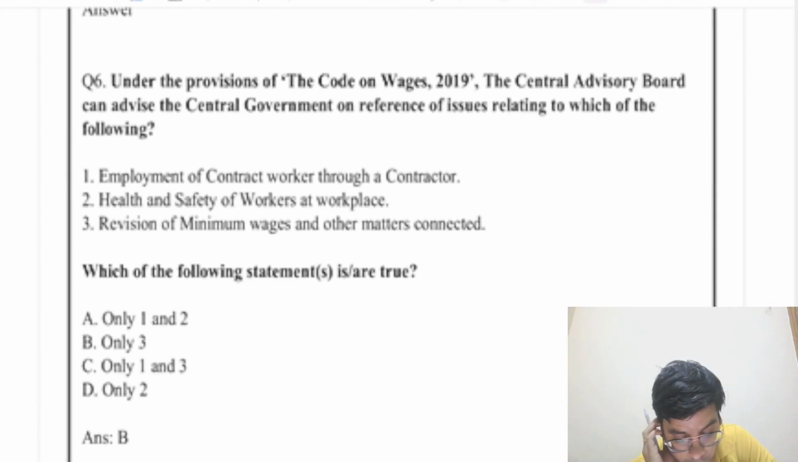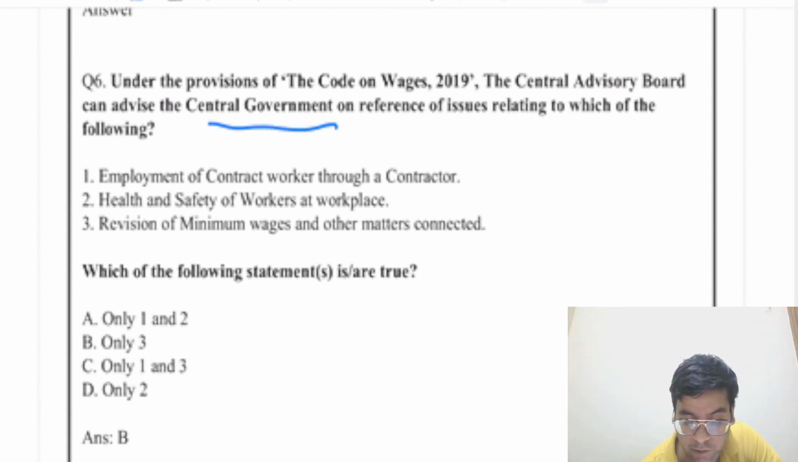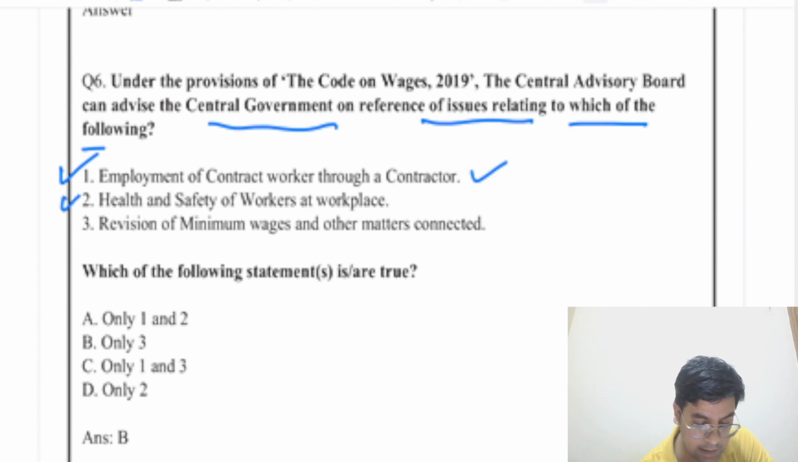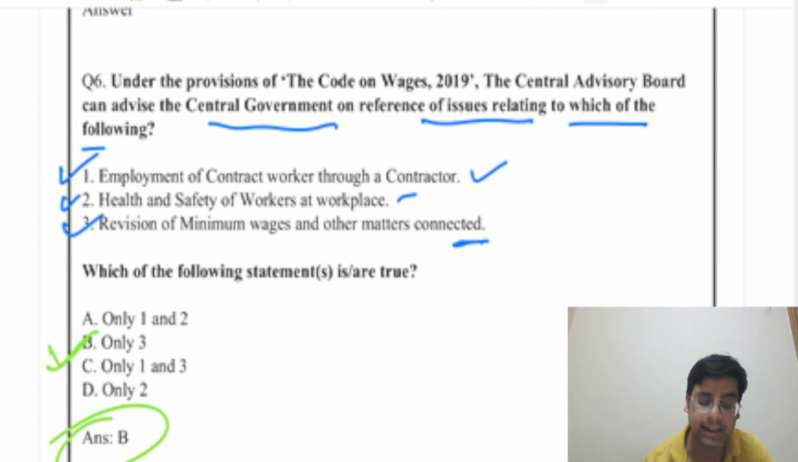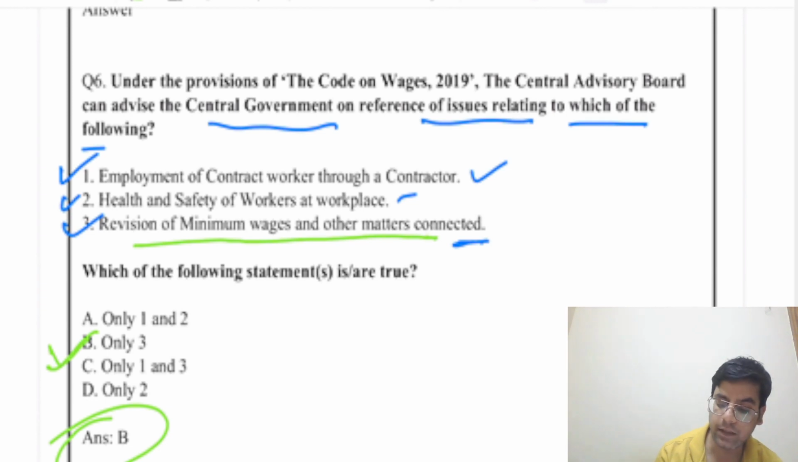It says, under the provision of this code, the Central Advisory Board can advise the central government on reference of issue relating to which of the following. Okay. So, statements: employment of the contract workers through contractor, health and safety workers at workplace, revision of minimum wages and other matters connected. Okay. And which is true? Answer is B, which is only 3, means revision of minimum wages and other matters connected. This is the correct answer.